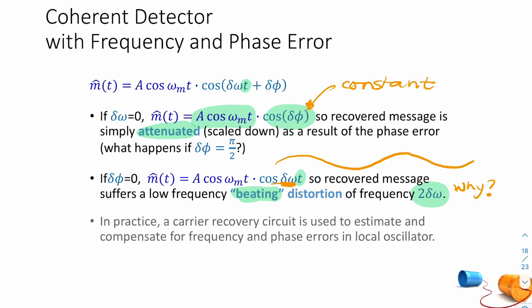And that's okay, unless your phase error is 90 degrees or pi over 2 radians. That's no good because cosine pi over 2 equals 0. And 0 is no good because that means it wipes out your message. So you end up with silence. That's no good. So as long as the phase error isn't pi over 2, you can still recover your message. You just need to turn up the volume or amplify your signal a little bit. And as I said, in practice, we have a carrier recovery circuit that tries to remove or minimize these frequency and phase errors.